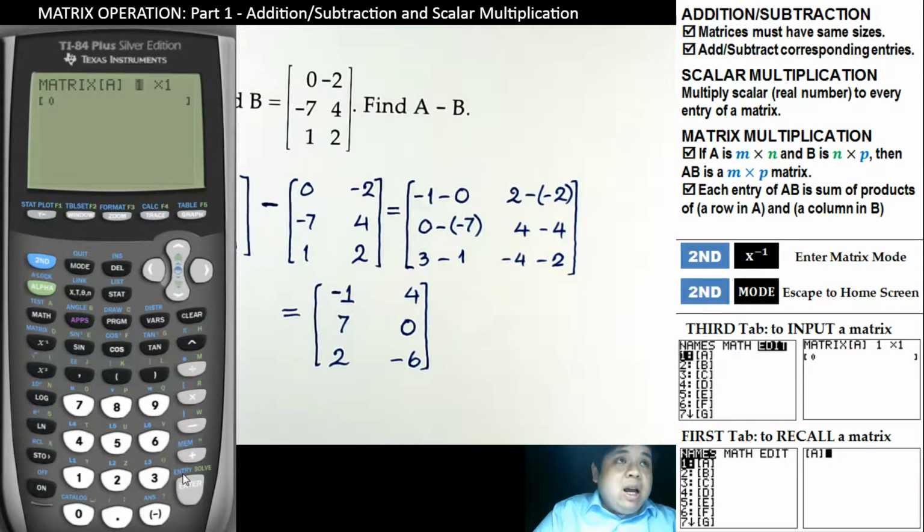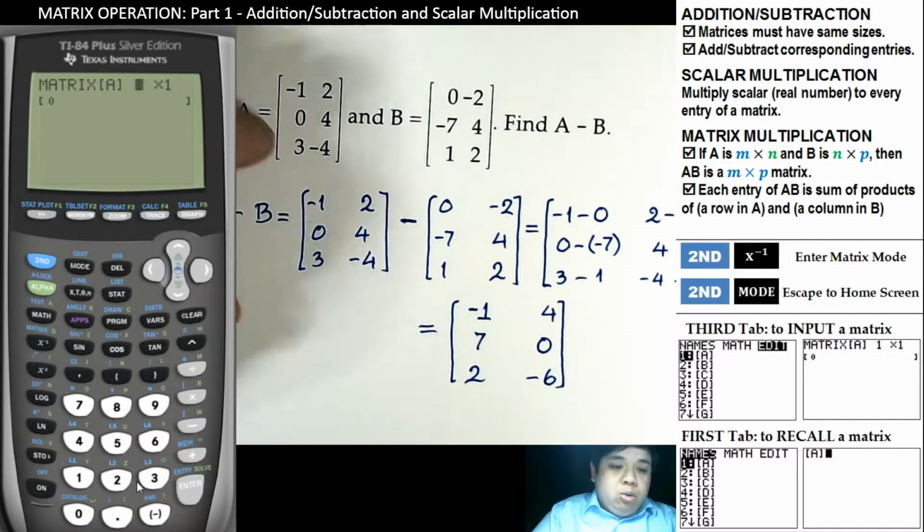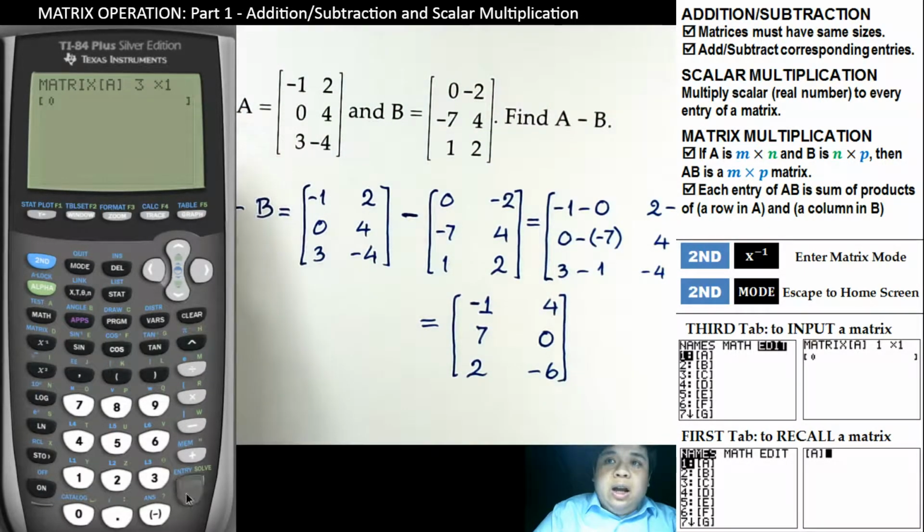Now matrix A is 3 rows and 2 columns, so 3 by 2. The numbers are negative 1, 2, 0, 4, 3, negative 4. Notice that if we use a negative, it has to be this negative sign and not a subtract sign. Once we're done, second mode, back to the home screen.